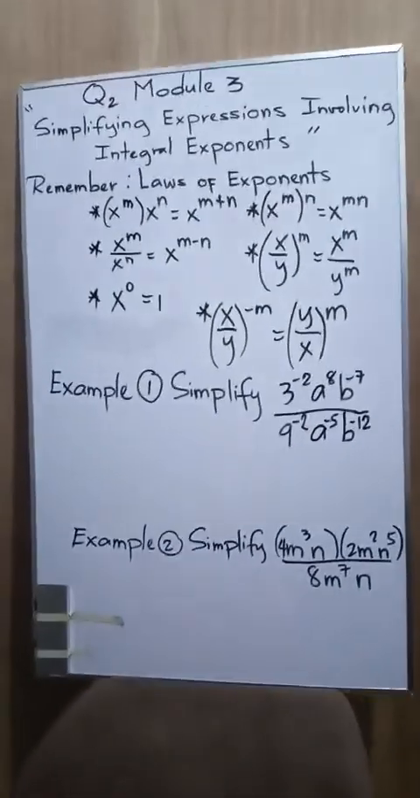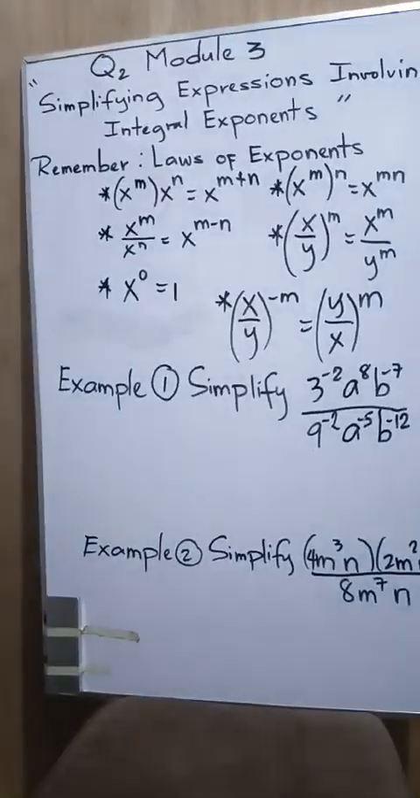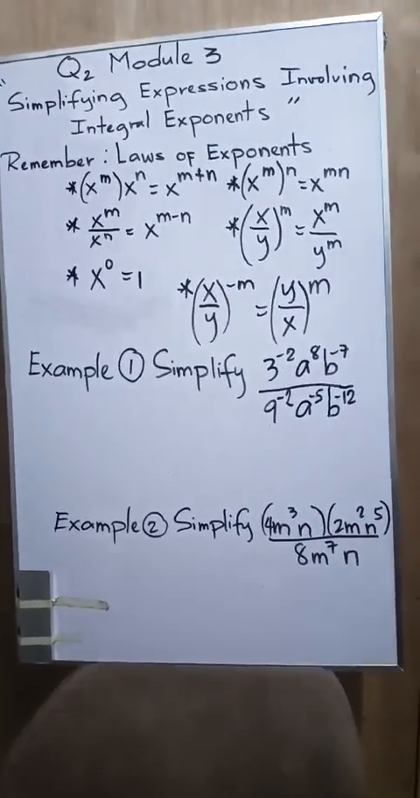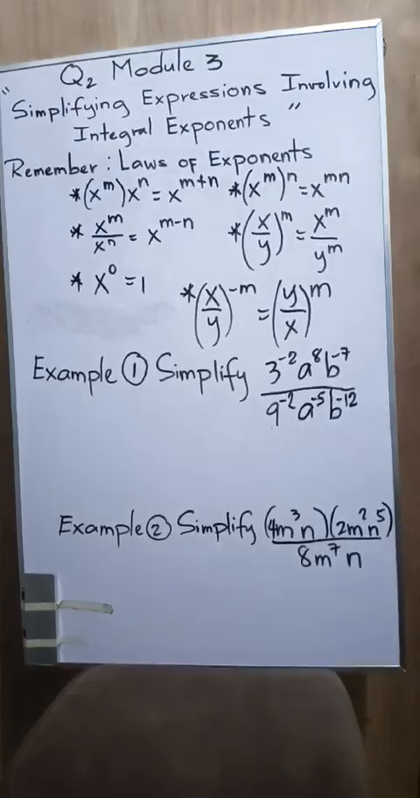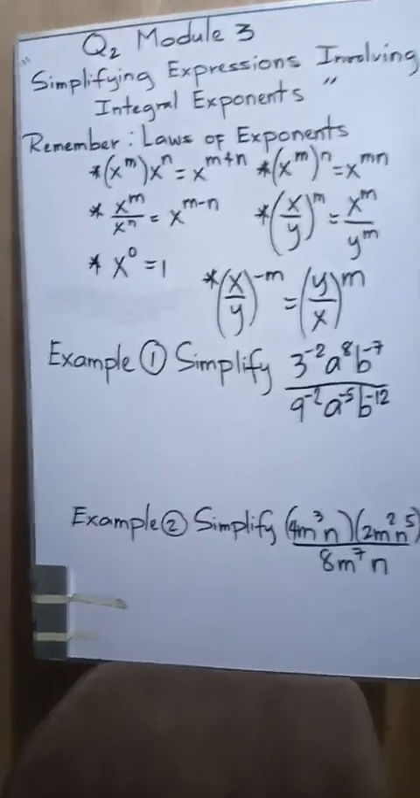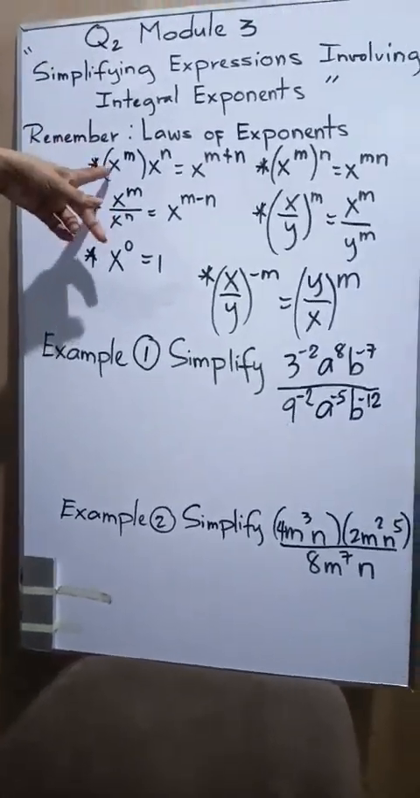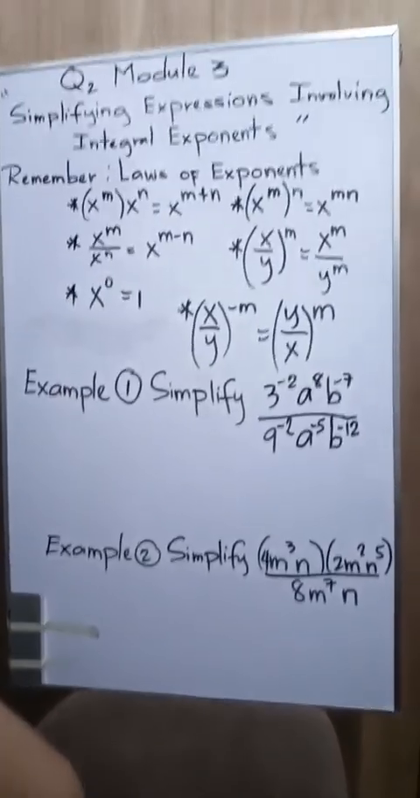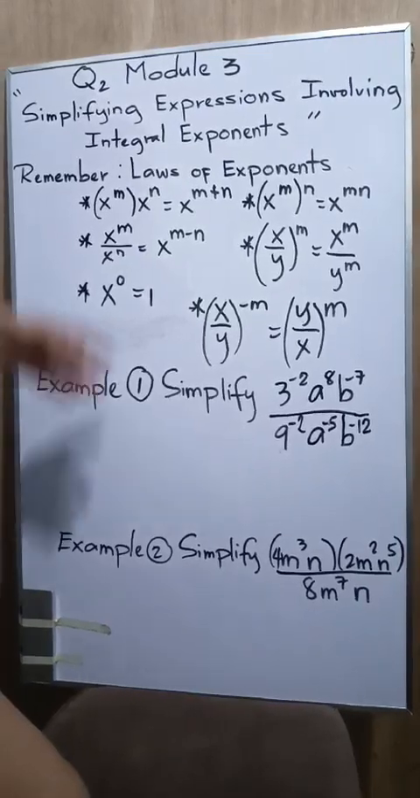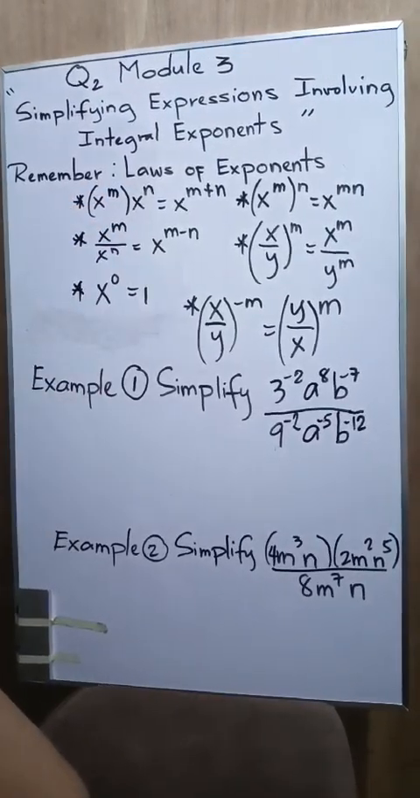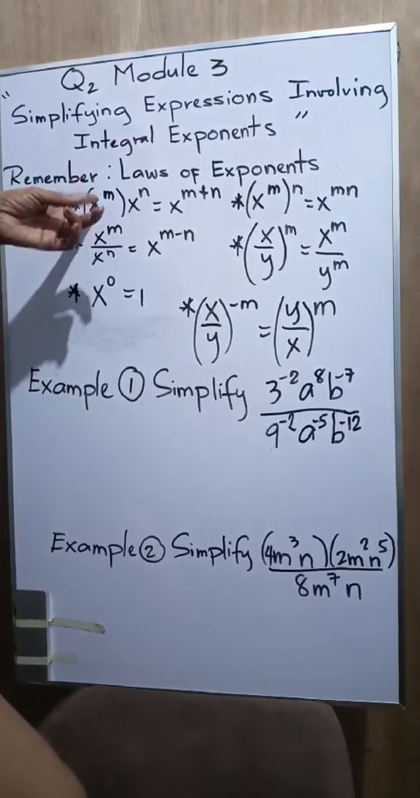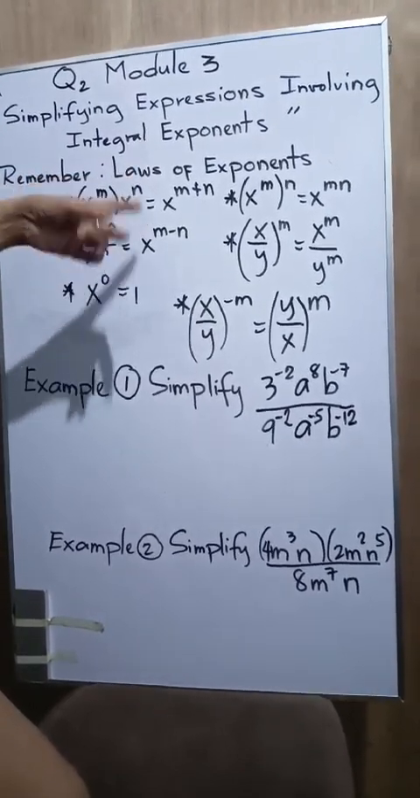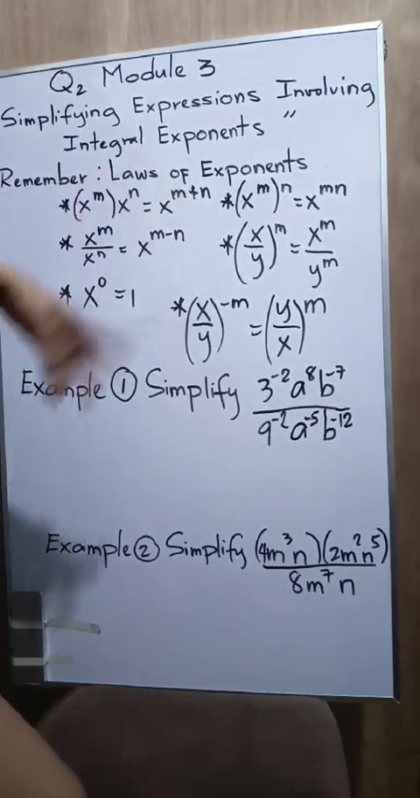So we are in quarter 2, module 3, simplifying expressions involving integral exponents. We have to remember the laws of exponents, wherein this is considered the base. For the product rule, same base, just add the exponent. So if this is x to the power of m times x to the power of n, you just add m plus n. So the answer will be x to the power of m plus n.